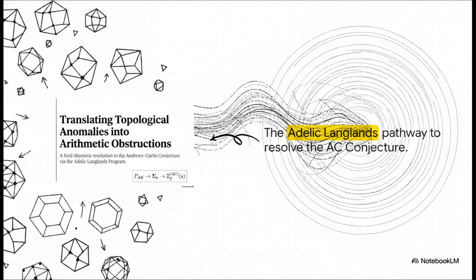The toolkit we're using to crack this notoriously open problem is the Adelic Langlands program. This framework gives us a field-theoretic pathway. It essentially takes discrete, non-commutative shapes and knots that we can't easily measure and translates them directly into continuous, spectral data that we can definitively calculate.